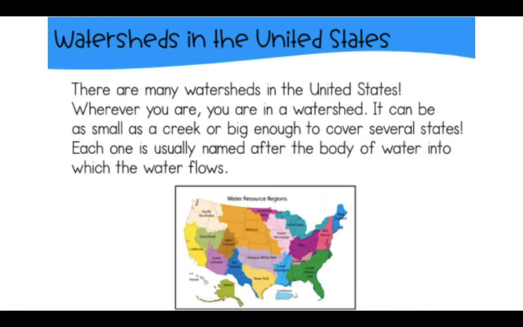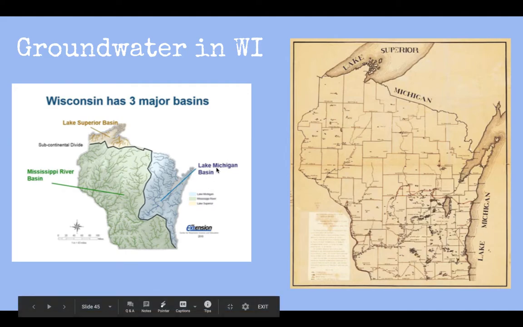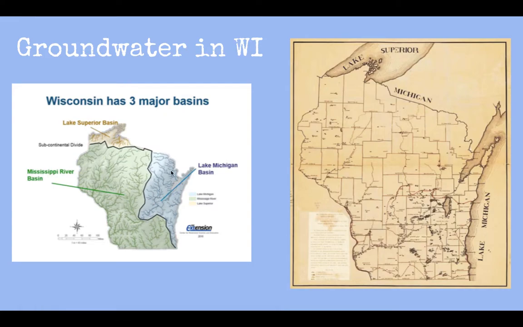So we are part of the Great Lakes watershed because eventually all of the water that flows into the ground and through the earth is going to end up in the Great Lakes. Here in Wisconsin, we have a couple different watersheds. Us in Green Bay, we live in the Lake Michigan Basin. So you can see all these little rivers and underground groundwater. They are all part of the Lake Michigan Basin that eventually flow into Lake Michigan.